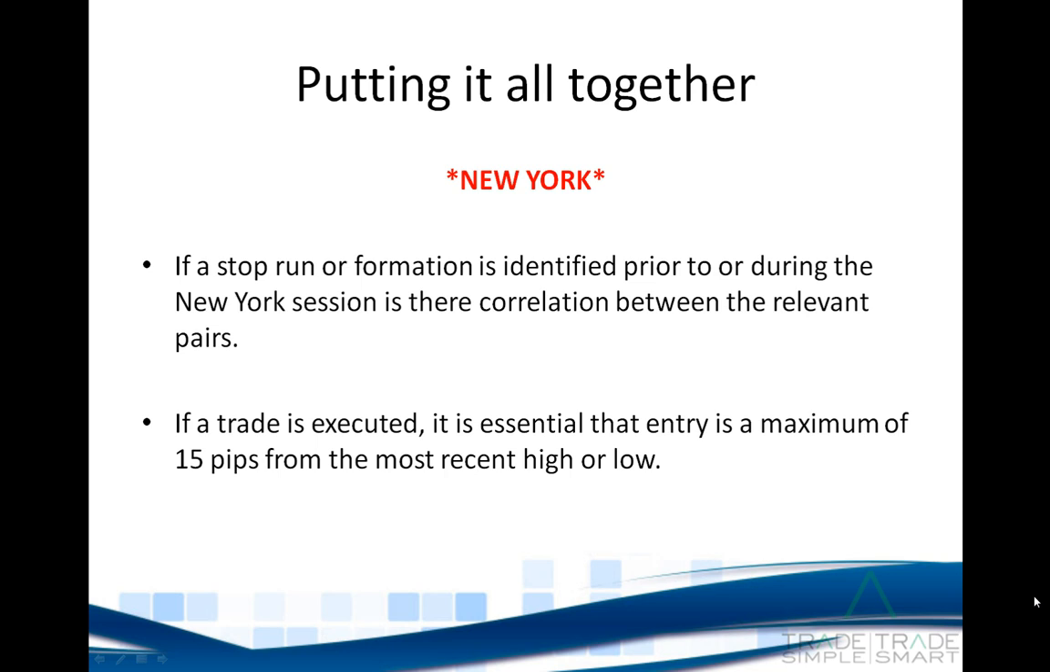Now, in regards to trade entry, again, we're going to be executing the trade with a maximum of 15 pips from the most recent high or low, and as you know, this is because of the M&W formation. The pullback candle is great for getting in closer to the most recent high or low, but many times the confirmation candle will fall within this 15 pip maximum range.